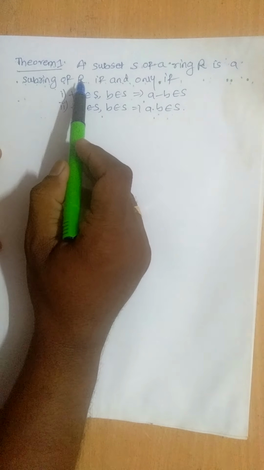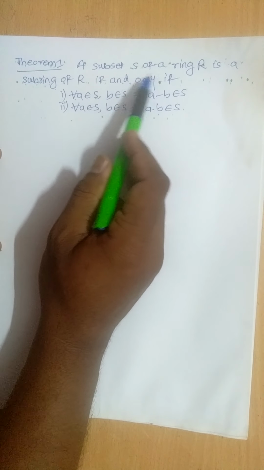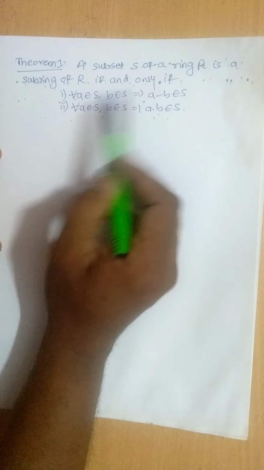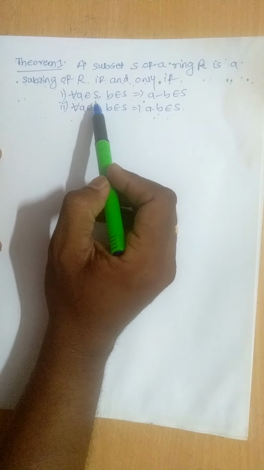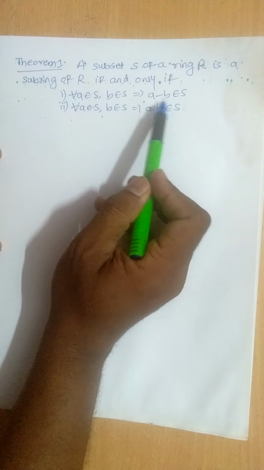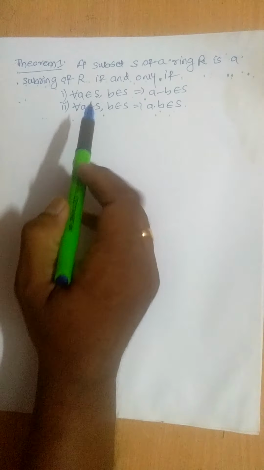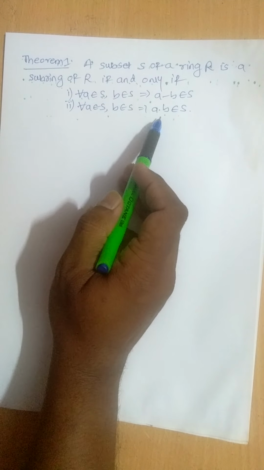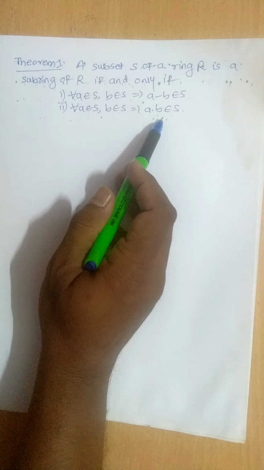The first theorem says that a subset S of a ring R is a subring of R if and only if, first, for all a belongs to S, b belongs to S implies a minus b also belongs to S. Similarly, second, for all a belongs to S, b belongs to S implies a times b also belongs to S. This is the theorem we have to prove. So, proof.